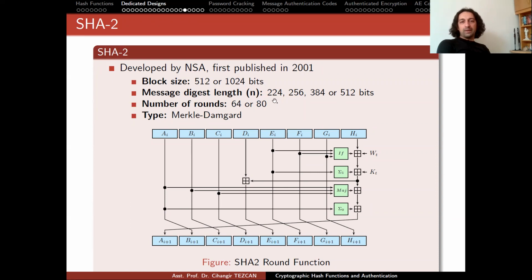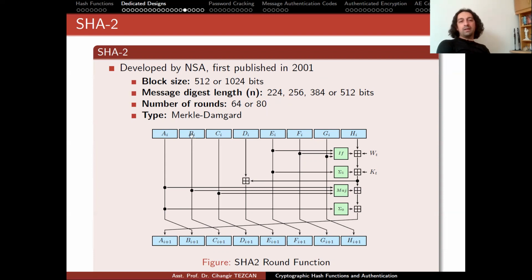Message digest length is now, you have four choices: 224, 256, which is actually the most used SHA2 version. So this is referred to as SHA256. But we have also larger possibilities. Number of rounds also depends on the message digest length you choose. It is again a Merkle-Damgard construction.